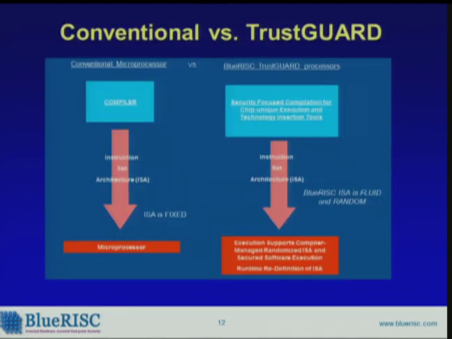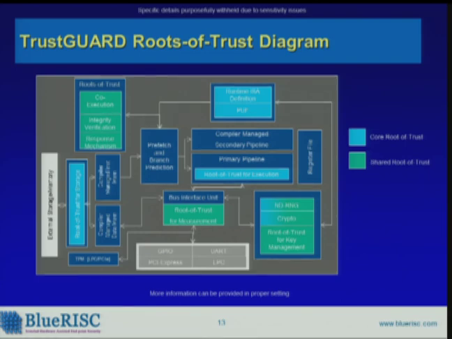I'll briefly go through this. It basically compares TrustGuard versus a conventional processor. On the left-hand side, you'll see the conventional compilation means source, compiler, binary, and then you have a fixed ISA application. On the right, you see the TrustGuard process. You have a security-focused compiler that generates an intermediate format that, once it's tied uniquely to that device, results in a device-unique ISA encoding as well as a fluid encoding. I'll go into the details of the actual deployment flow in a bit.